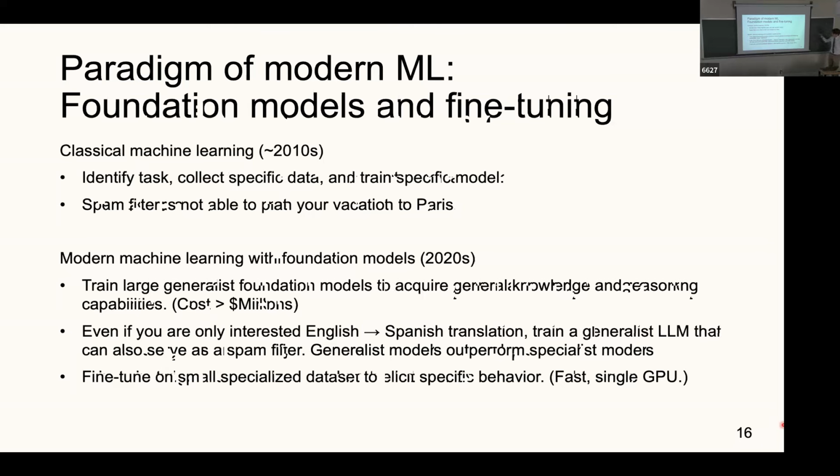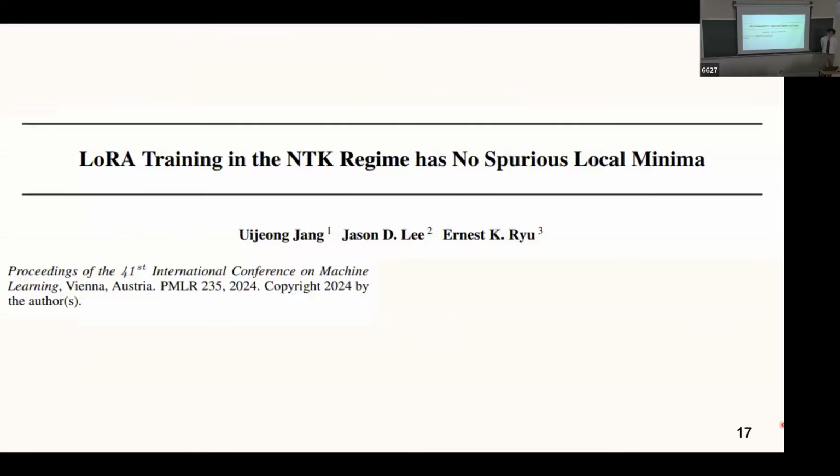So even if you take an open source large language model, something like Llama, which costs millions of dollars to train, if I want to do academic research by fine tuning it, I can do so on a single, let's say, $500 GPU on my desktop. So fine tuning has become a crucial component of the modern deep learning paradigm. And I want to introduce a work that I published this year. It's called LoRA Training in the NTK Regime Has No Spurious Local Minima.